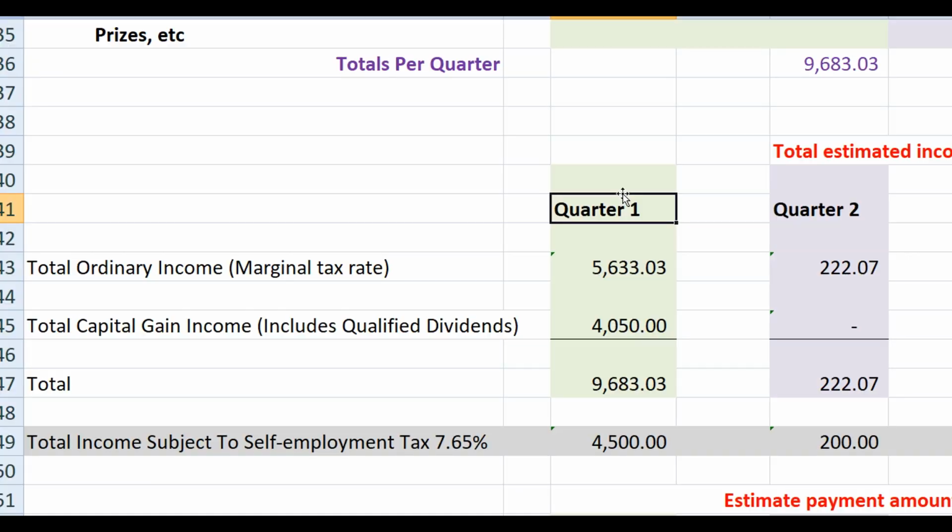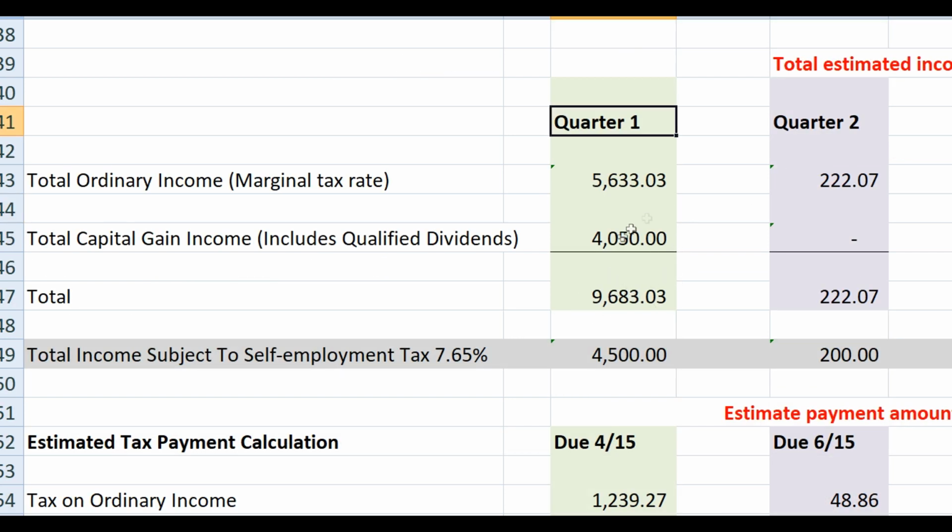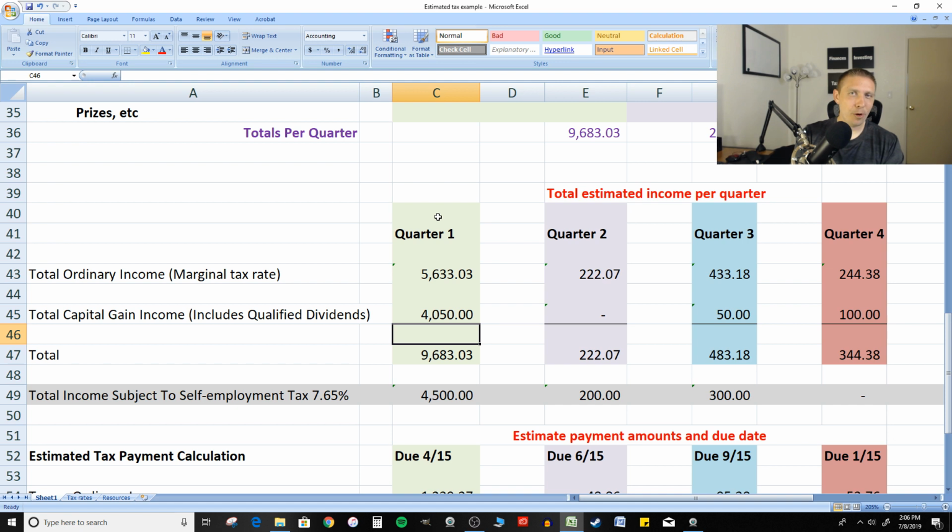In total now, what should happen is that all of our income that is subject to marginal tax rate plus all of our income that is subject to capital gain rates should equal $9,683.03. And does it? Yes, it does. Because I've played with these formulas for a long time. So luckily it does. All right, so what do we miss? We're missing something here. What about your self-employment tax? I missed it, right? Well, I've covered that right down below.